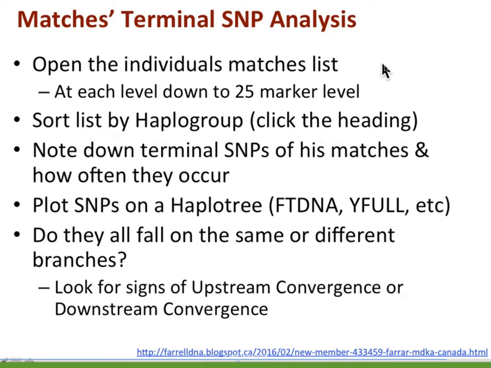So if you open your individual's match list on Family Tree DNA, you can see down to somewhat many markers. You can sort the list by haplogroup. You can note the terminal SNP and matches and how often they occur. You can plot SNPs on a haplotree. Are all these branches on the same or different branches? So you're looking and trying to survey the whole thing, and what does it look like?